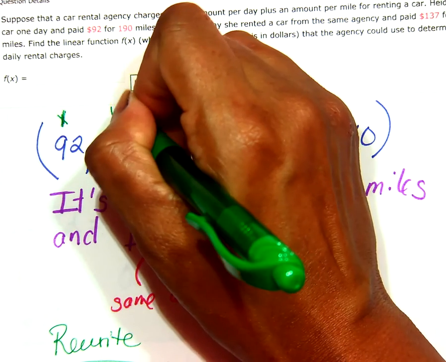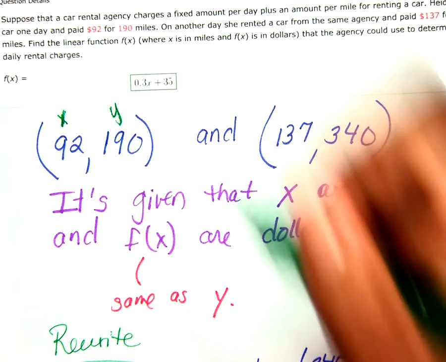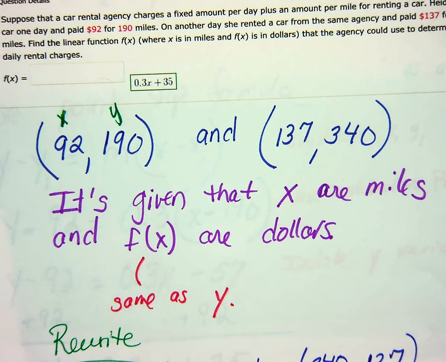Well, I don't like saying f of x. It reminds me of the network. I don't know why, but it just does.